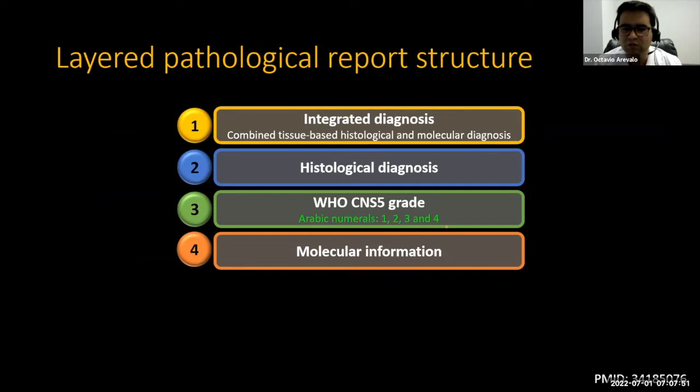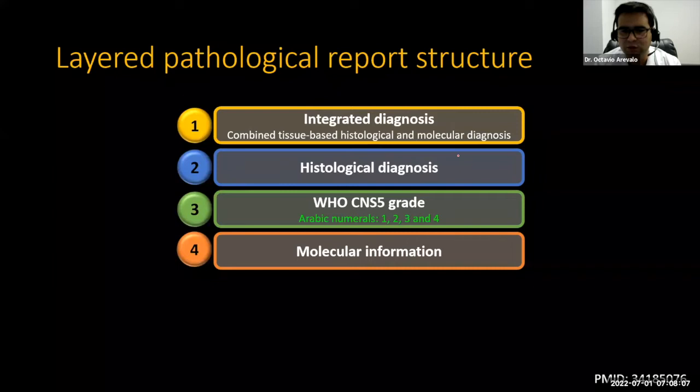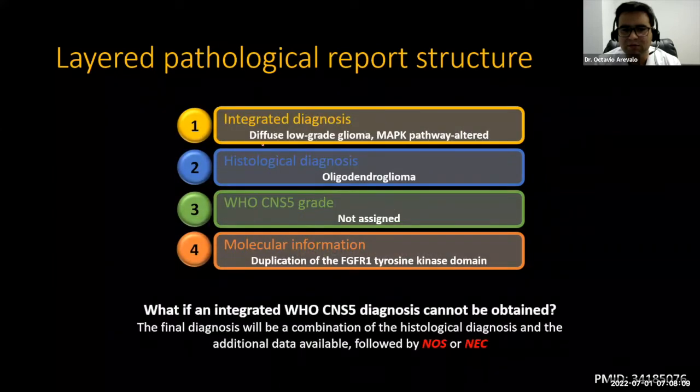So there is no confusion with the letter I on some genes, they propose to use Arabic numerals from now on. And the fourth layer is the molecular information relevant for the specific integrated diagnosis. So this is an example, for example, of a pediatric tumor. This tumor is now called diffuse low-grade glioma, MAP kinase pathway altered. That is the integrated diagnosis here.